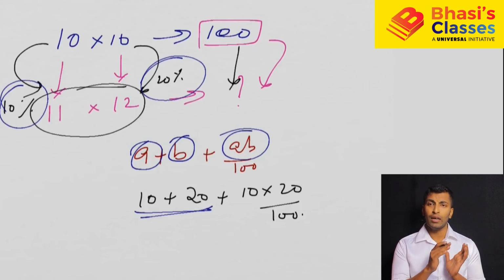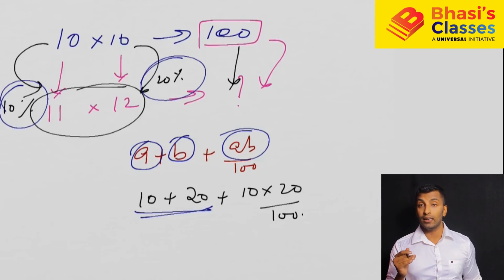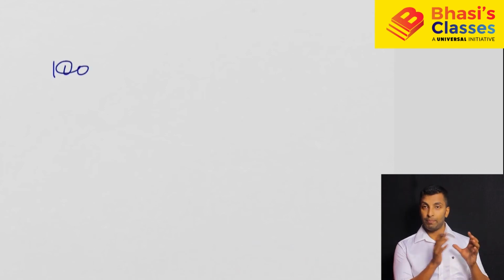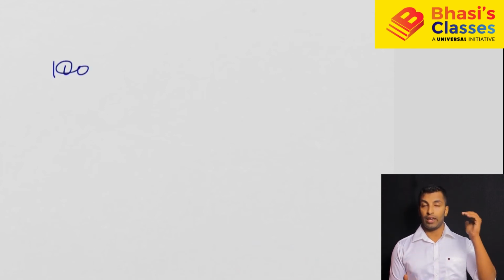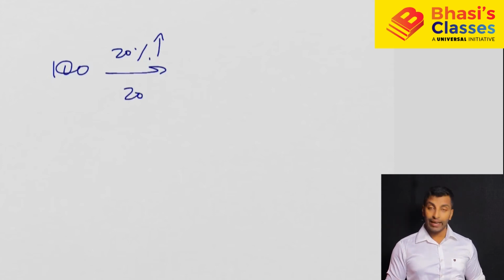It's very similar to the successive increase or decrease that we have learned in case of percentage. So how are we going to apply the successive rule that we have learned here? You can visualize it like this, from 100. Okay, because the product is 100, the first product, 10 into 10, that was 100. So from 100, there is a 20% increase. And we know 20% increase means 20 increase. So that's going to be 120.